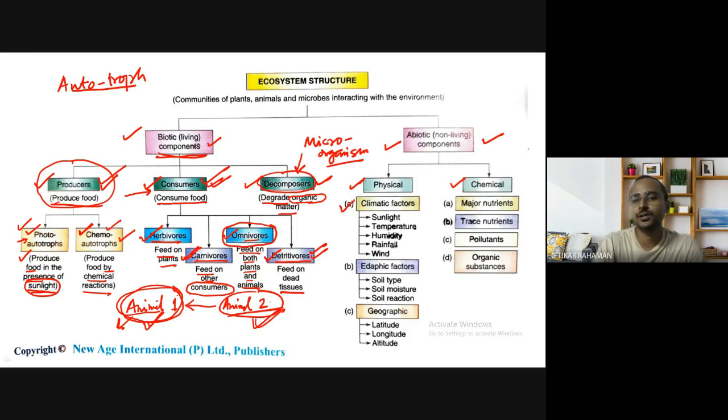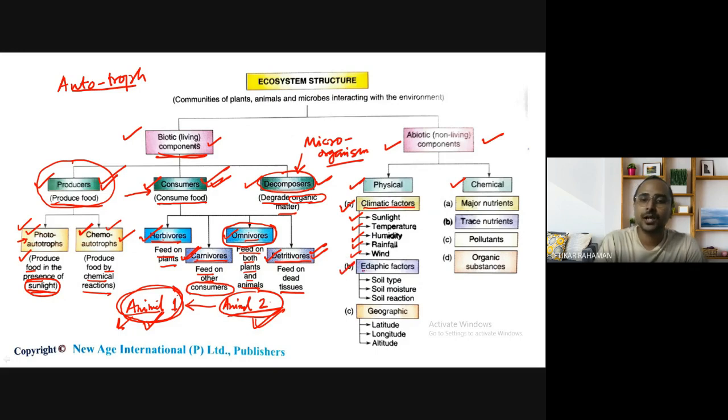So what are those? The first one is climatic factors. Climatic factors are a physical abiotic or non-living component. What components fall under the category of climatic factors? First one, sunlight. Second one, temperature. Third one, humidity. Next, rainfall and wind. These are climatic factors.